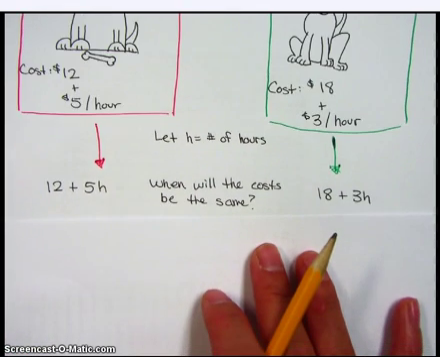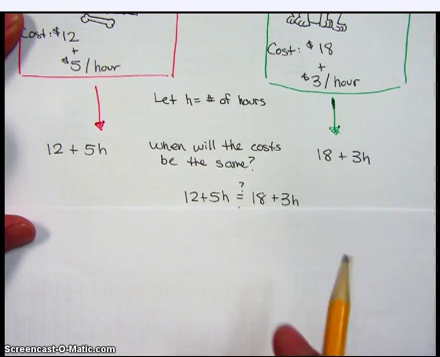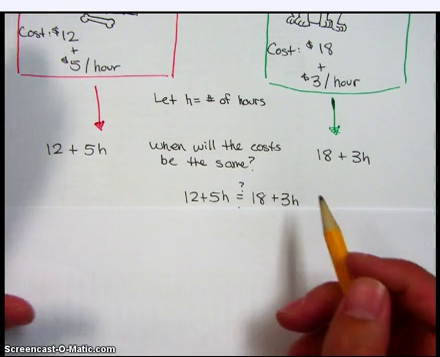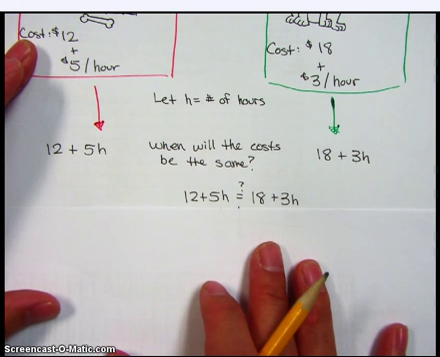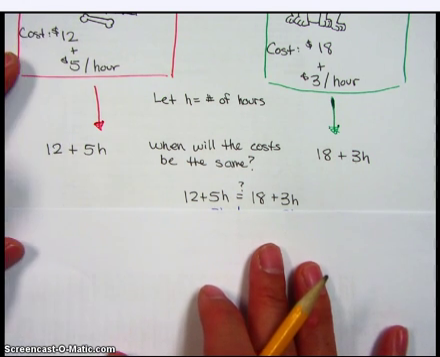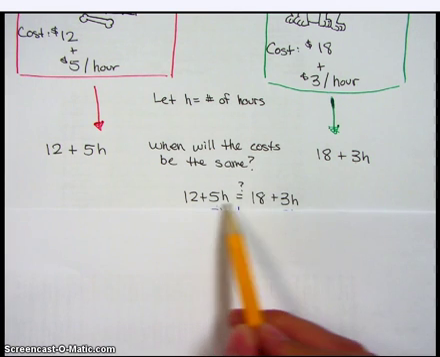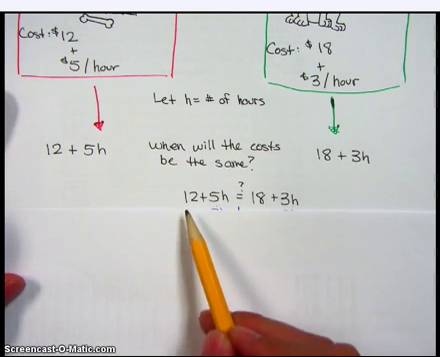Alright, so let's go ahead and do this problem. I want to know, when will these two expressions equal one another? When will the cost be the same? So I take a look at this problem and I try to figure out what the next portion is. What's my first step in solving this? Well, I'm going to look at my variable terms. I have them on both sides of the equal sign. I don't want them there, so I'll move them to one side.